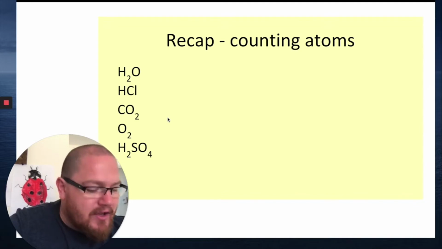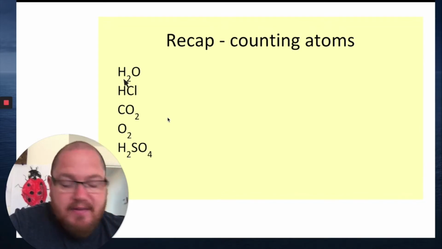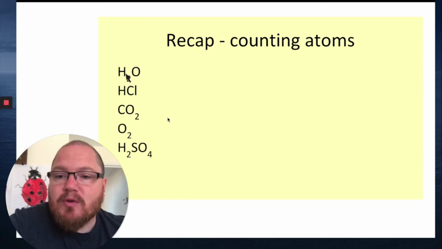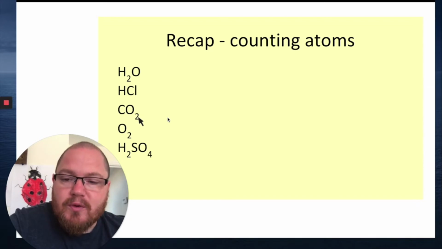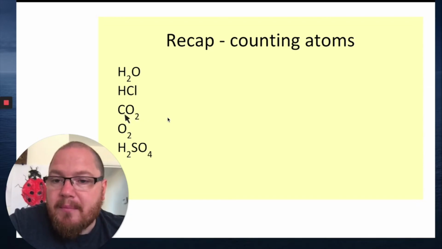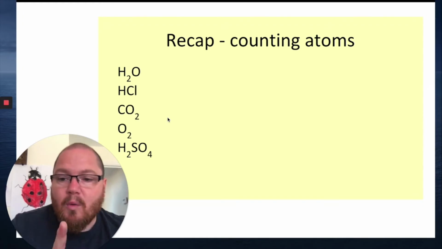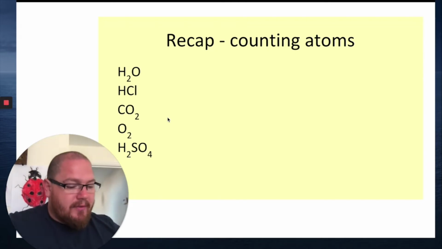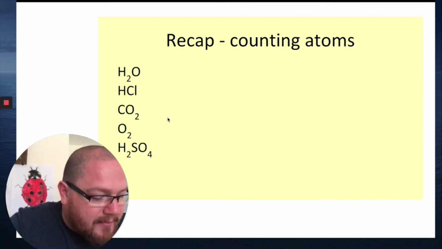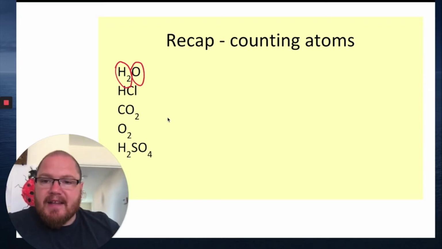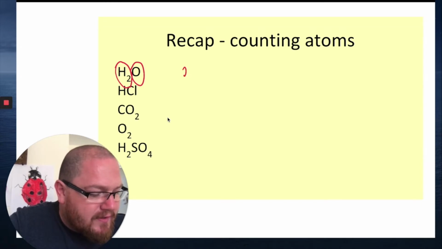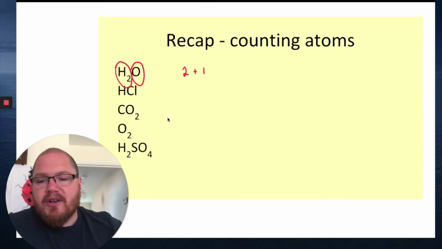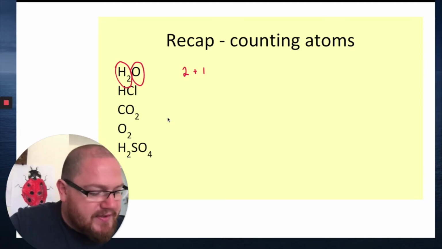So if you see a number after the symbol of the element, it means that there's 2 of them. For example, in CO2, there's only 2 oxygens because there's no number after carbon, so there's only 1 carbon. Let's do this. I'll show you how it's done. The first thing I'm going to do is circle these like that. So now I know there's 2 hydrogens plus 1 oxygen, because there's no number after oxygen.